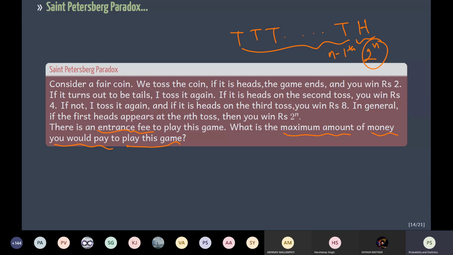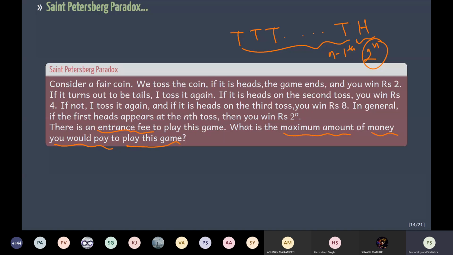But, so these are the rules of the game. Now the question is how much money you would pay as an entrance fee to play this game. Okay, what is the sensible way to invest money in this type of game?